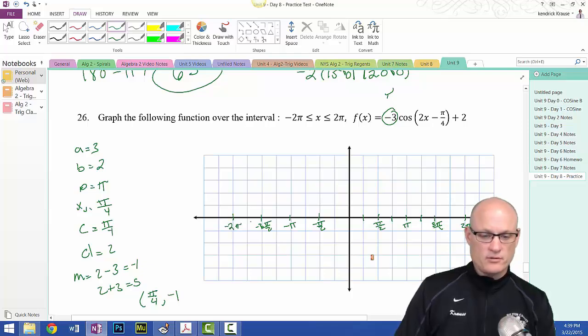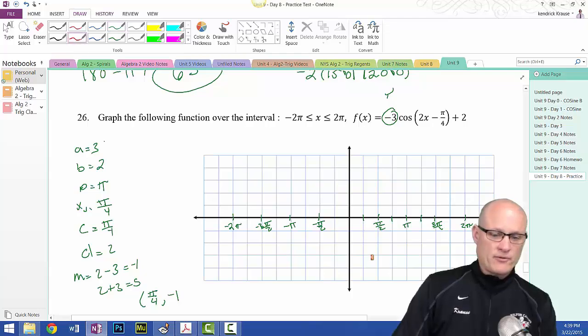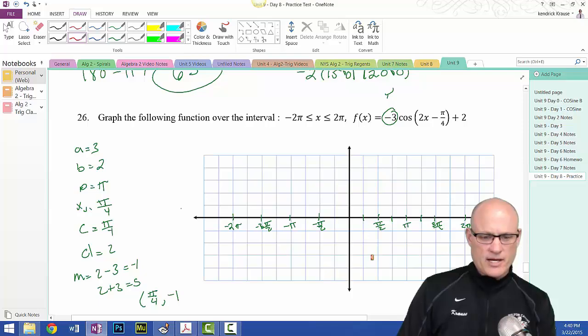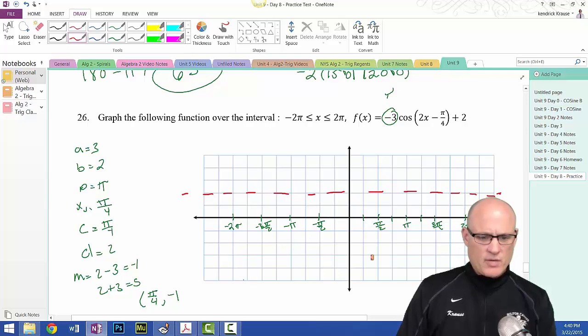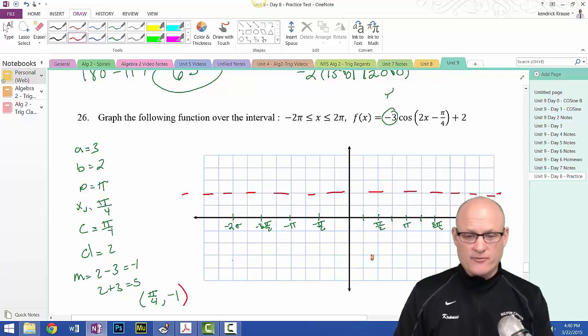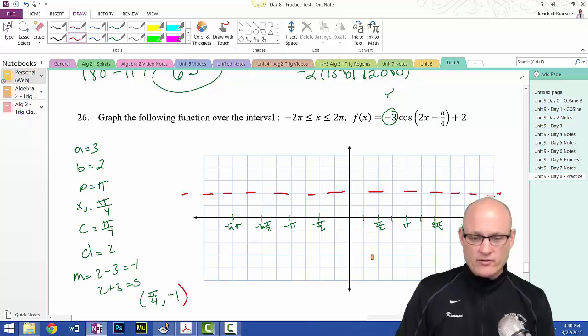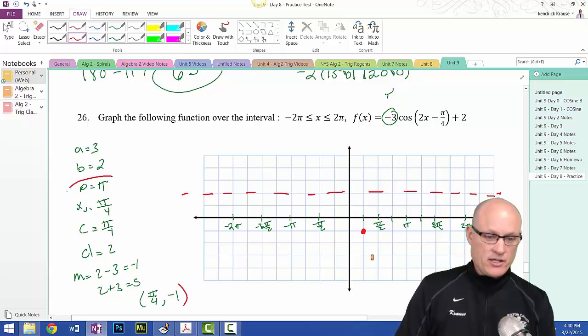All right. Now let me draw that midline in before I forget about it. My midline is at positive 2. So there's my dotted midline. Oh, nice and neat. It's so difficult to draw on this tablet, kid. You have no idea. You got it easy. Man, it's hard. All right, so let's see. My starting point is, be careful here, pi over 4, negative 1. That's my starting point.